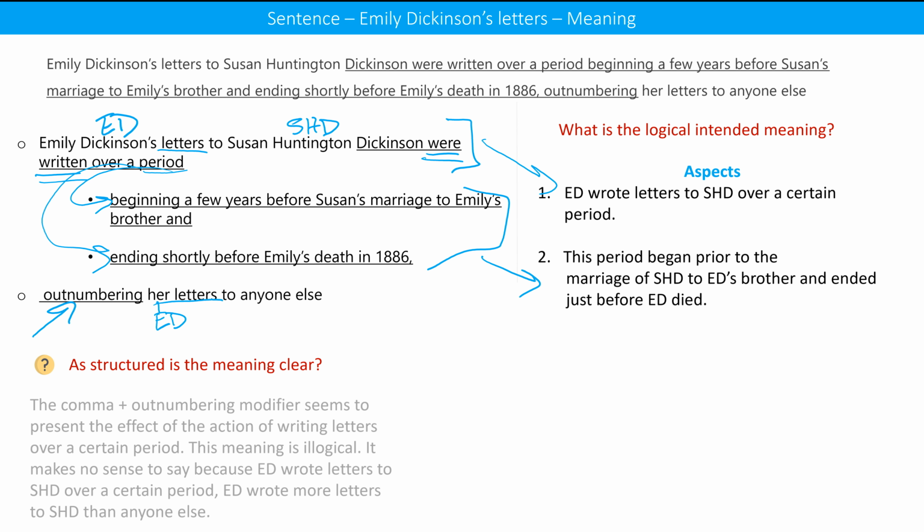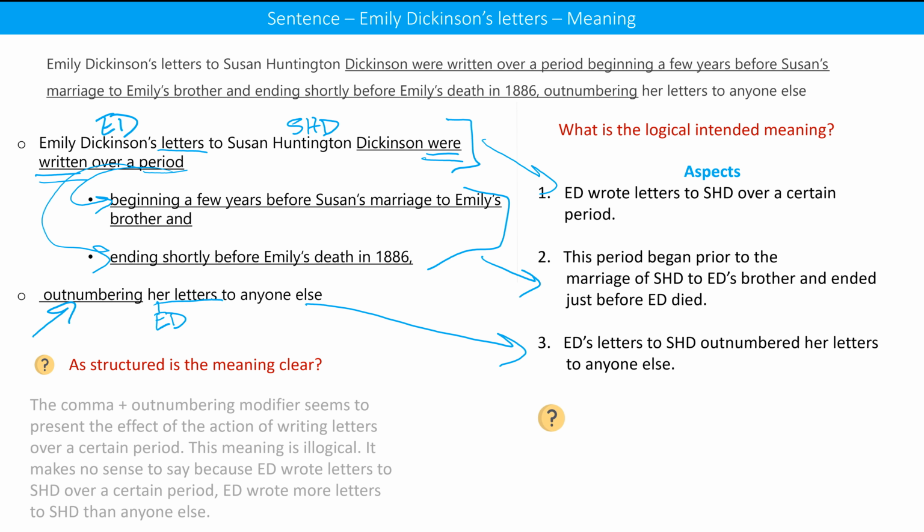So now we get to this messy modifier part. What could the author be trying to say here? Maybe they're trying to say that ED's letters to SHD outnumbered her letters to anyone else, which makes complete logical sense. So again, she's just making a statement of fact. The period of time when the letters were written has nothing to do with the fact that these letters outnumbered her letters to anyone else.